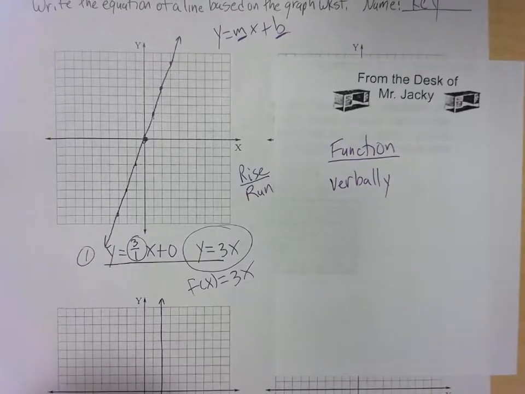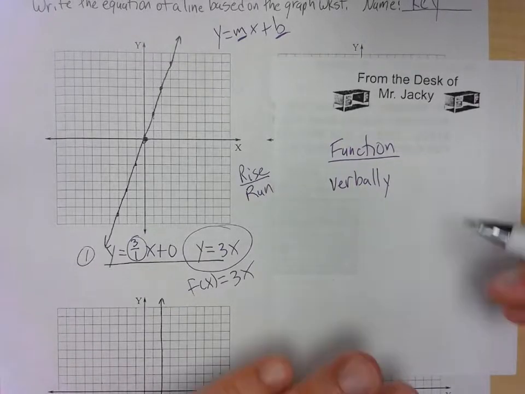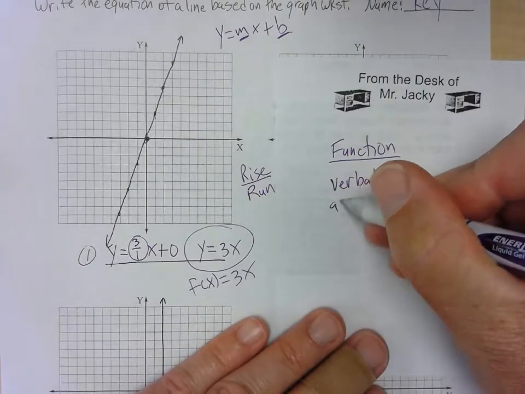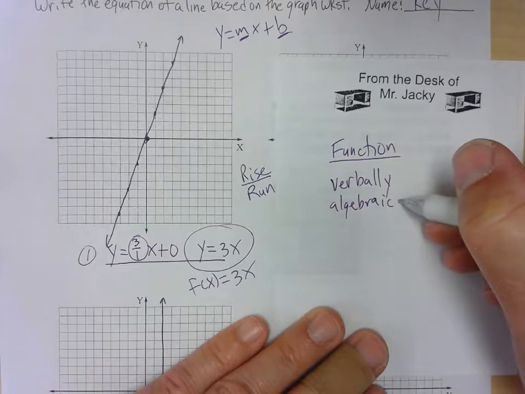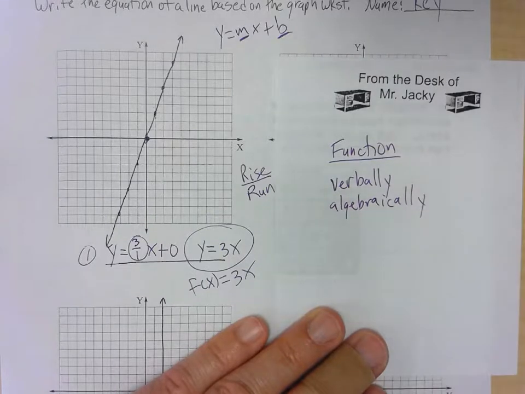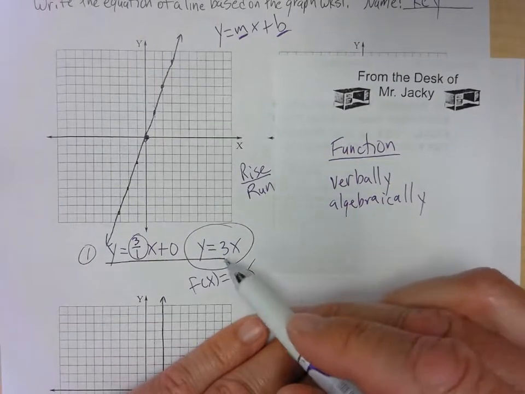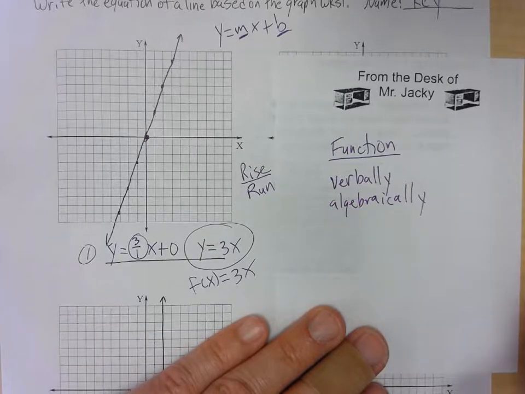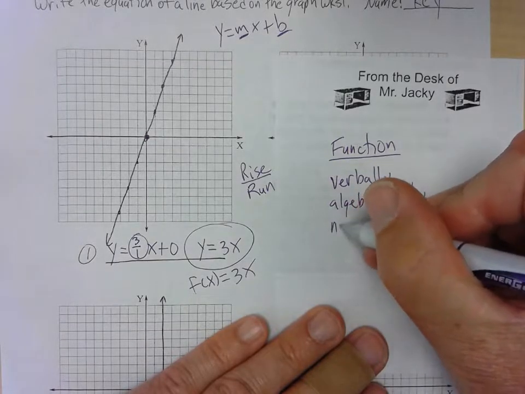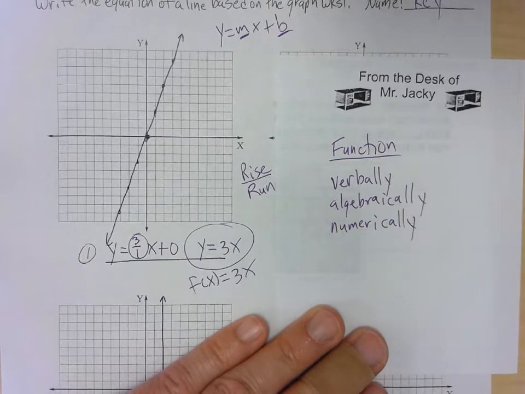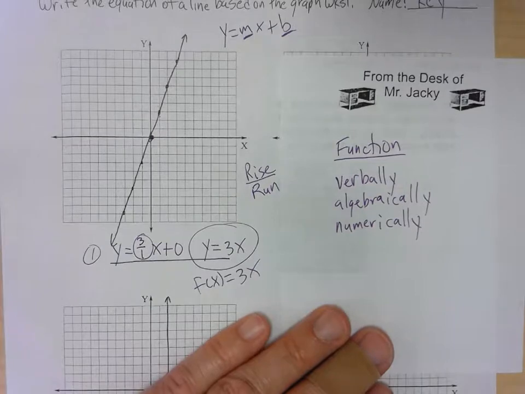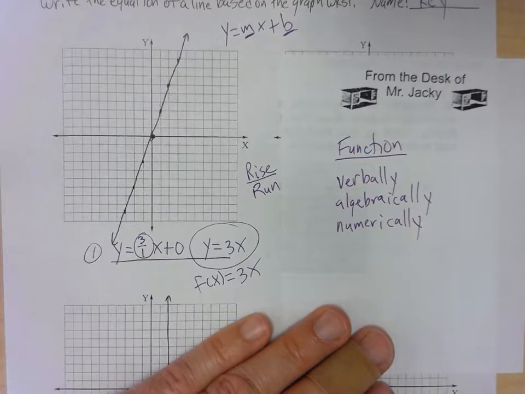So it triples everything. The next way we want to describe our functions is algebraically. So basically in algebra terms, which is the equation. We also want to describe our function numerically. Numerically, so that would be with numbers. Those would represent the points on the graph.